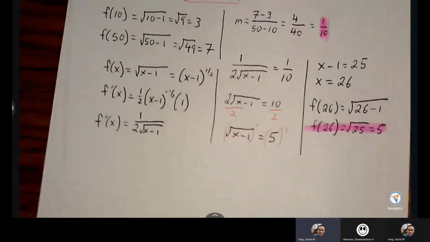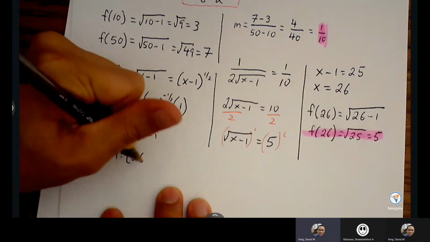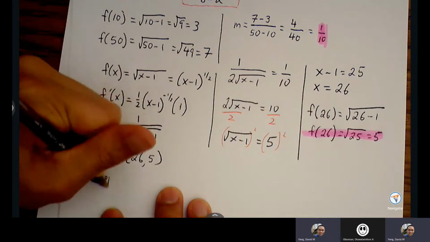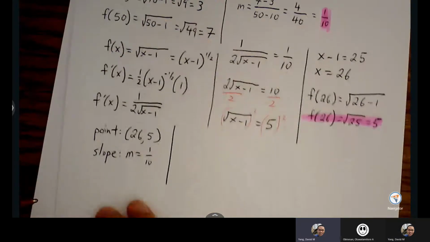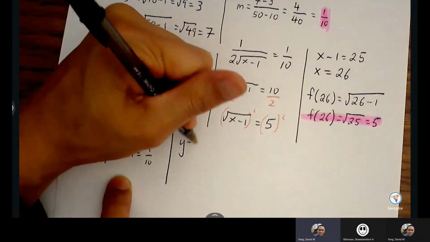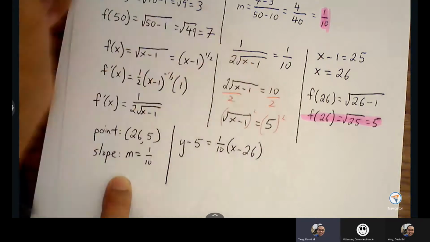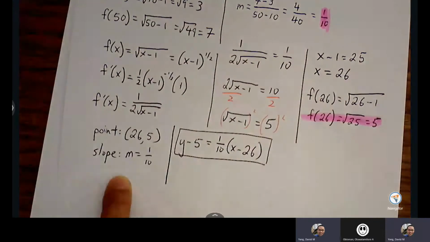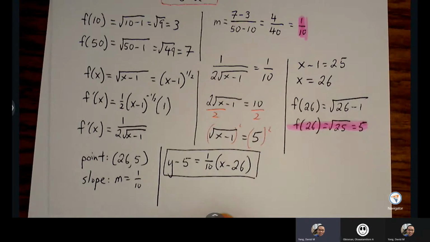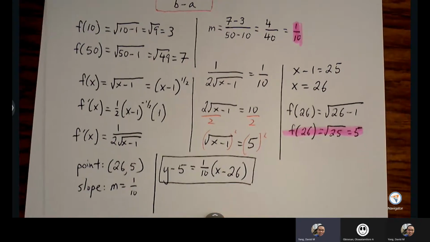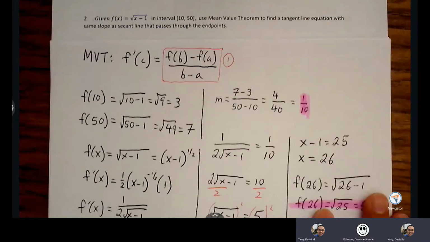All right, so now we have our point. We have our slope. And now point slope form. There we go. Okay, any questions here? No, I understand. Okay, good.